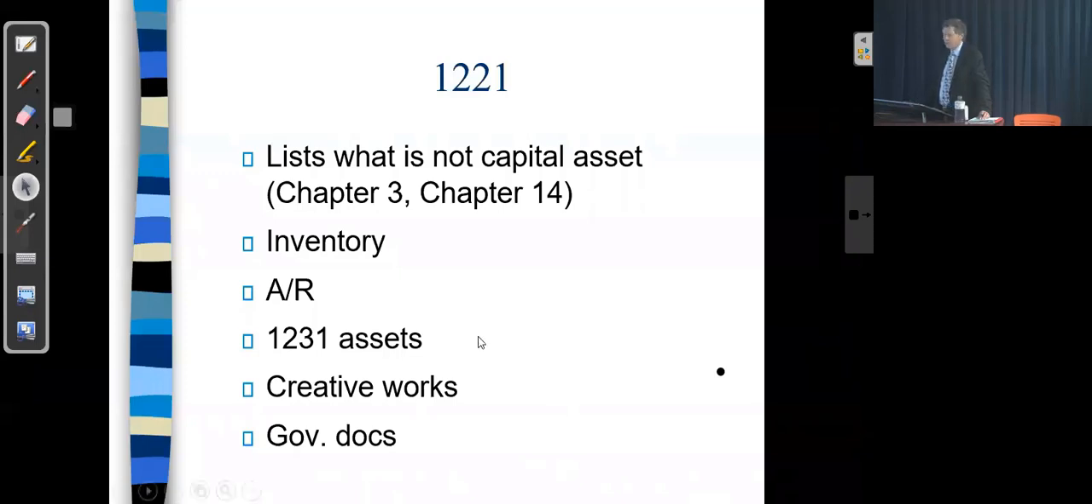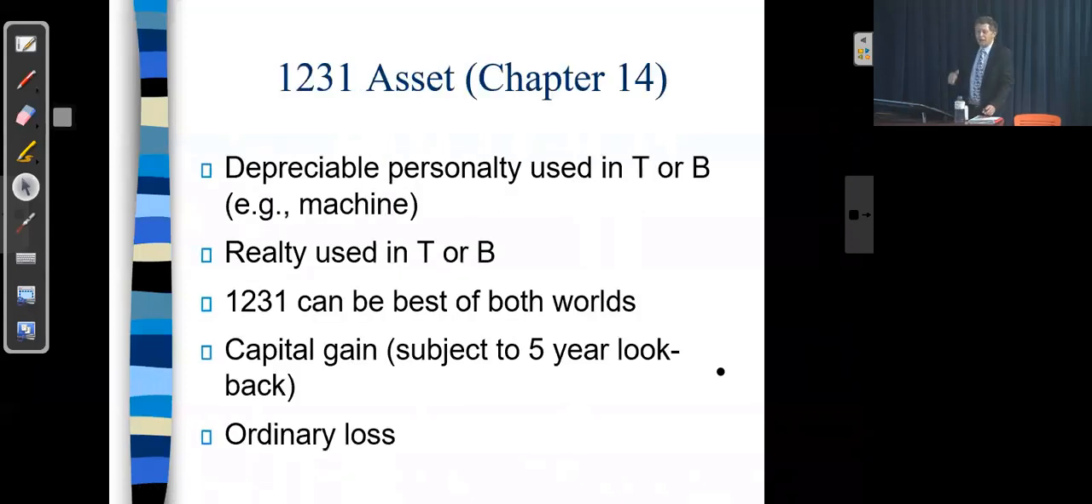Now, how about this category of 1231 assets? Because that's what's in Chapter 14, right? 1231 defined by the code. A lot of people call this just business property, right? The code says depreciable personalty used in the trade or business. That would be a machine that you use to make your inventory, or realty used in the trade or business. Now that can be the building or the land under it. It doesn't say depreciable there. 1231 can be the best of both worlds. Capital gain, and it has to be long-term to be in 1231, so you're going to get the favorable rates, right? Ordinary loss. Now, why is that better?